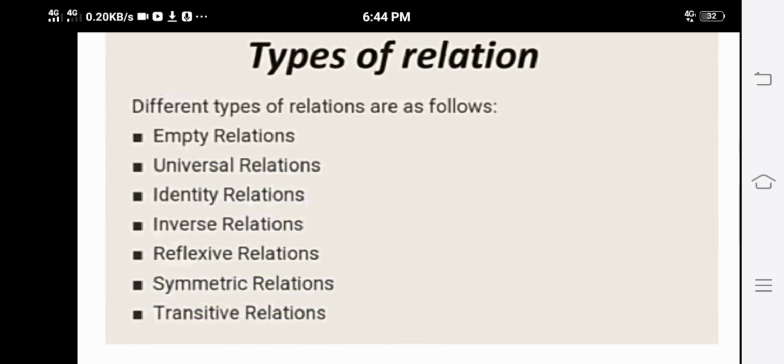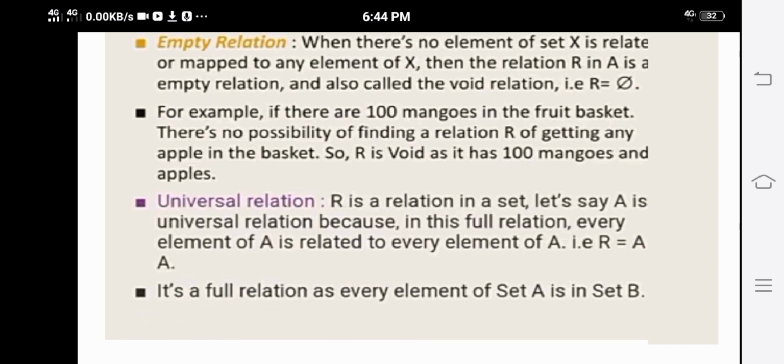Here are the types of relation. We have different types of relation, and these are as follows: empty relation, universal relation, identity relation, inverse relation, reflexive relation, symmetric relation, and transitive relation. When we say empty relation, this is a relation when no element of set X is related or mapped to any element of X. Then the relation R in A is an empty relation, also called the void relation.